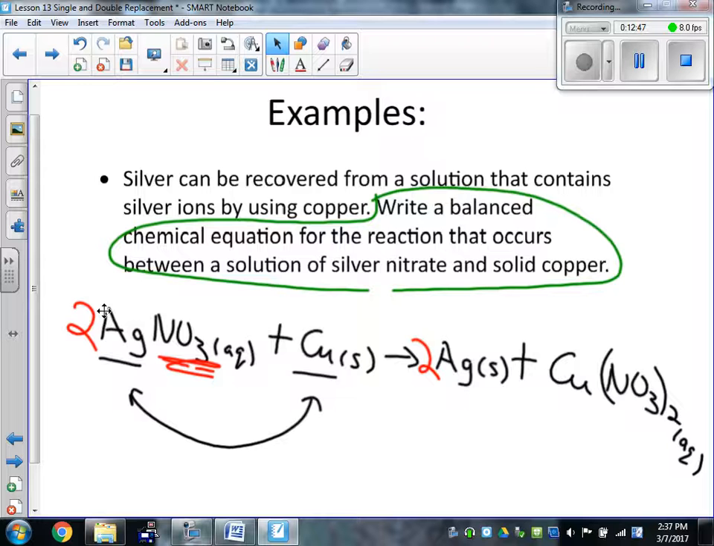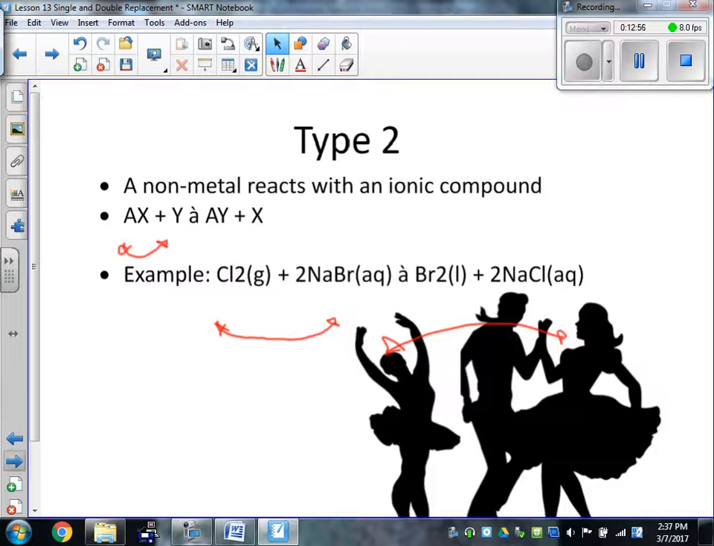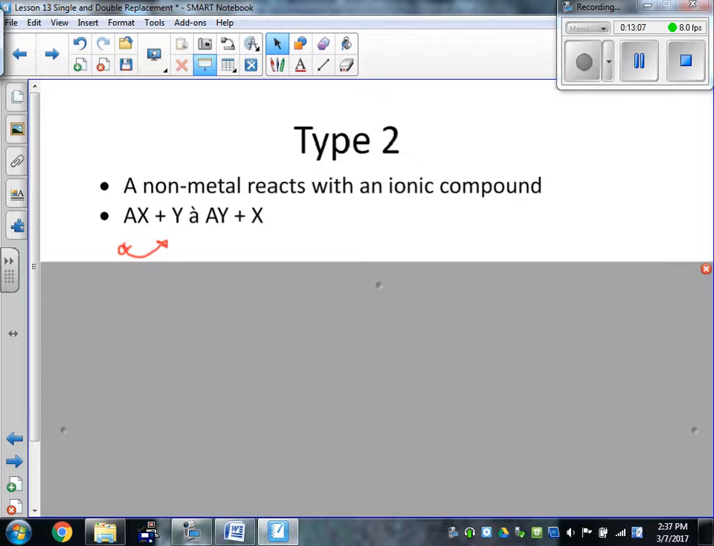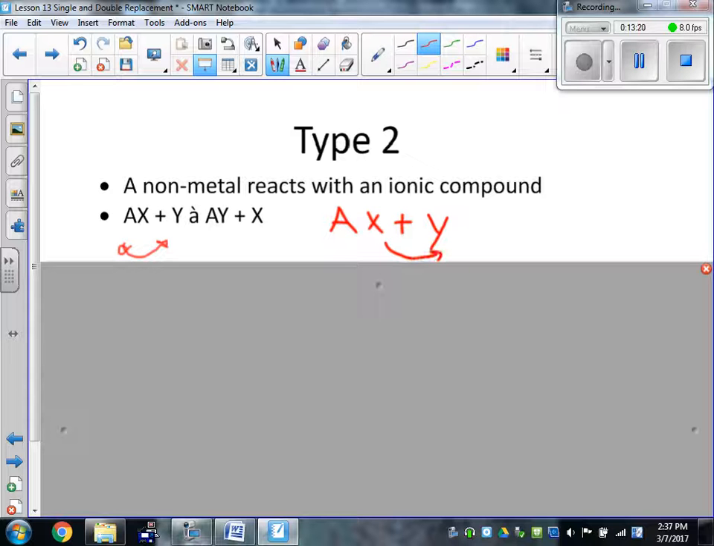Okay. So we switch the metals, right? And we've got to keep in mind our most common charges there. Now, we might get a non-metal that reacts with a non-metal. Okay, this isn't as common. So we'd say AX plus Y, and what would happen is the X and the Y would switch positions. So the non-metal would switch with the non-metal, and we get AY and X instead.